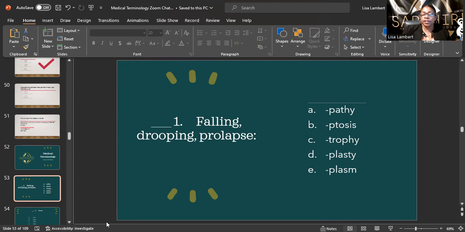When you put a word in front of that, you know it's going to be pertaining to that. What is prolapse? Some of y'all worked in a hospital or nursing home. Sometimes you have elderly women. Sometimes the uterus prolapses or the bladder prolapses. It falls.